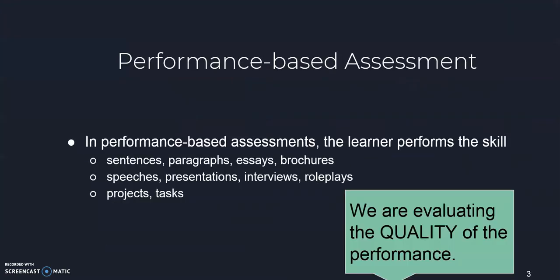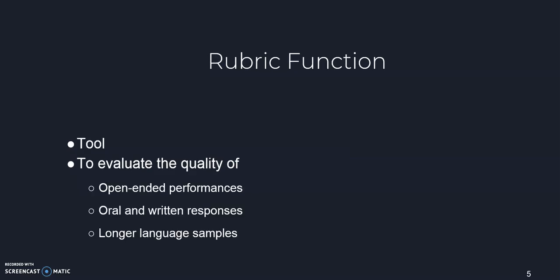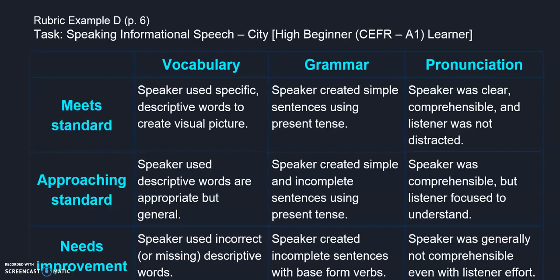We're focusing on performance-based assessment where the learner performs the skill and we're evaluating the quality of performance. We're using analytic rubrics to do that, where there are multiple traits evaluated in that performance, and we're able to give separate ratings for each of those traits. We're going to focus on the fact that a rubric is just an assessment tool, and it evaluates the quality of open-ended performances, oral and written responses, and usually longer language samples.